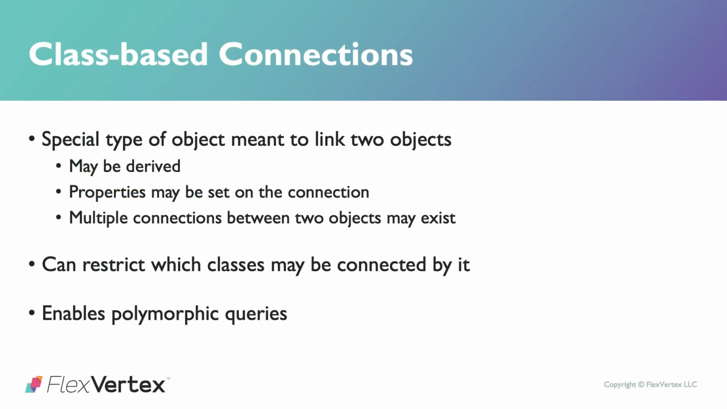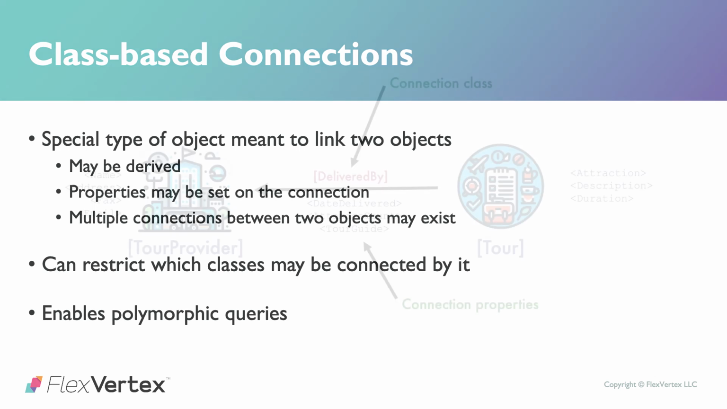All FlexVertex connections derive from a base class named FlexConnection. When you establish a class-based connection, you may elect to use this base class by default, or use a deeper class hierarchy. Whichever route you take, you're also free to set searchable properties on it, as well as identify which types of classes it may connect.